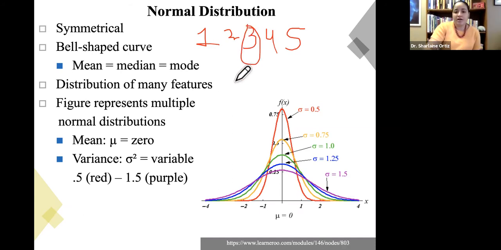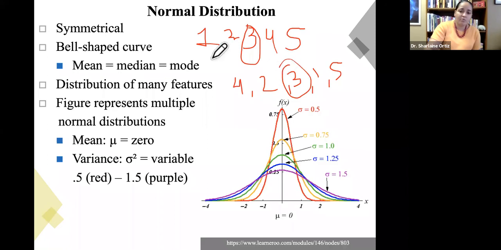But what if I have these numbers like this? We have 2, 3, 1, and 5. Which one would be the median? It will still remain the same, because when we sort them in order, the number 3 is the number in the middle.